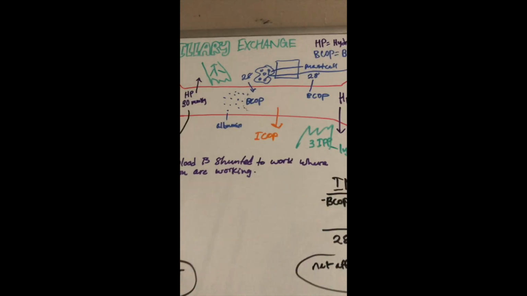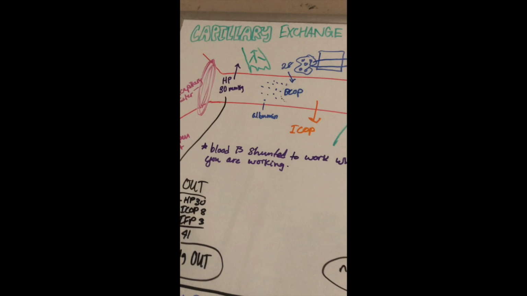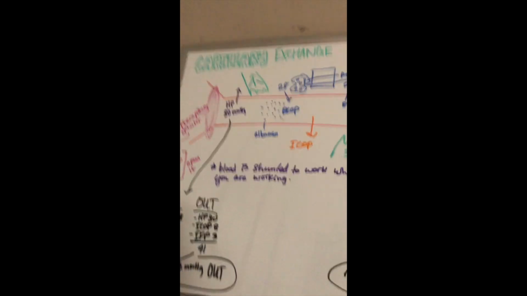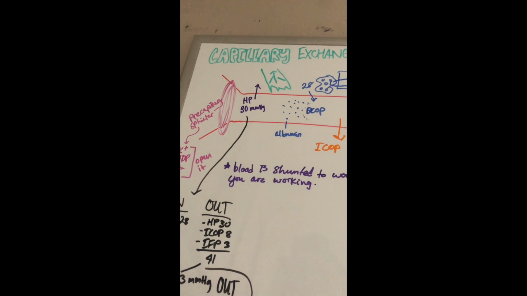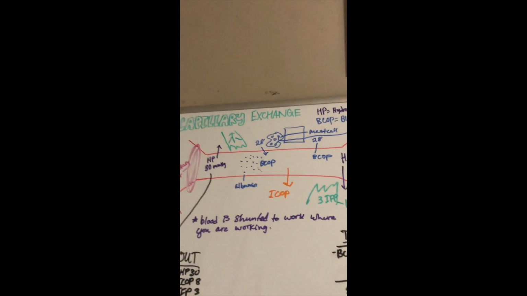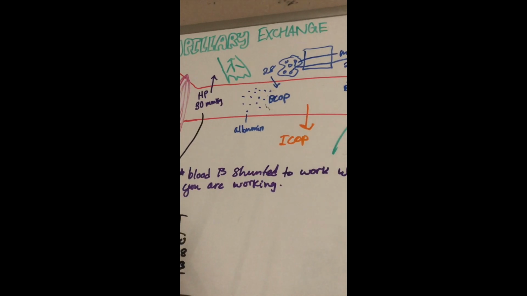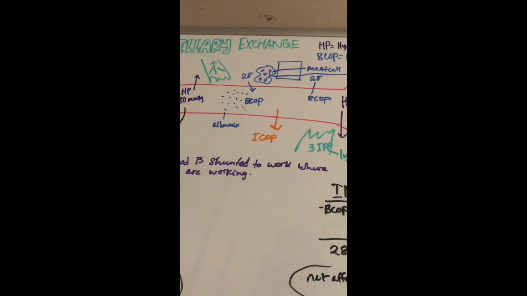Okie dokie, so next we have HP, which is our hydrostatic pressure, and this is how much pressure is normally inside the blood vessel. On the arterial end, we start at an HP of 30 millimeters of mercury, and then as we come to the venous end, it becomes 10, which is a pretty decent change, and we're going to talk about that a little later. Inside here we have albumin, and this is what drives the BCOP, the blood colloid osmotic pressure, because we know that water goes to where the stuff is.